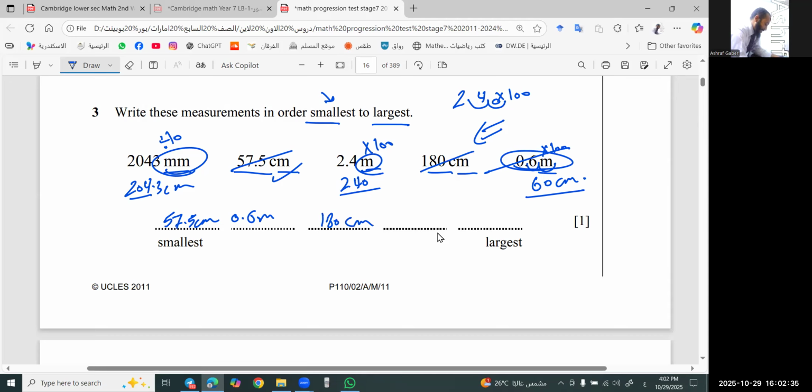Then in this exercise, we get 204.3, which is 2043 millimeters. And the largest one is 240 centimeters, which is 2.4 meters. Clear or not clear, this exercise?